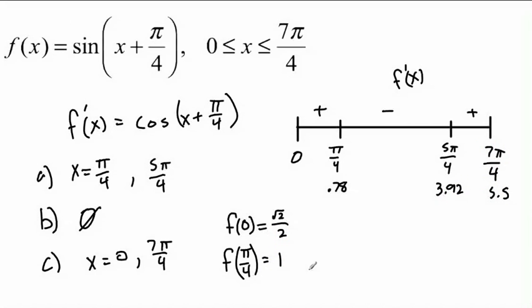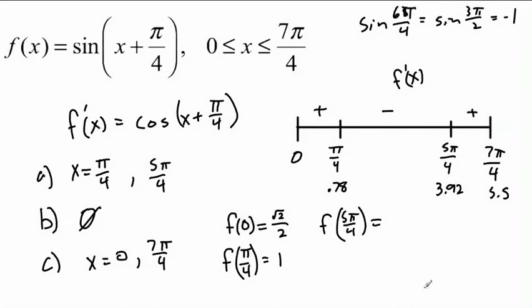And then we have the function at 5 pi fourths, and that's going to be 5 pi fourths plus pi fourths, so that's going to be the sine of 6 pi fourths, which ends up being the sine of 3 pi halves. And we know that's going to be negative 1 using our unit circle.